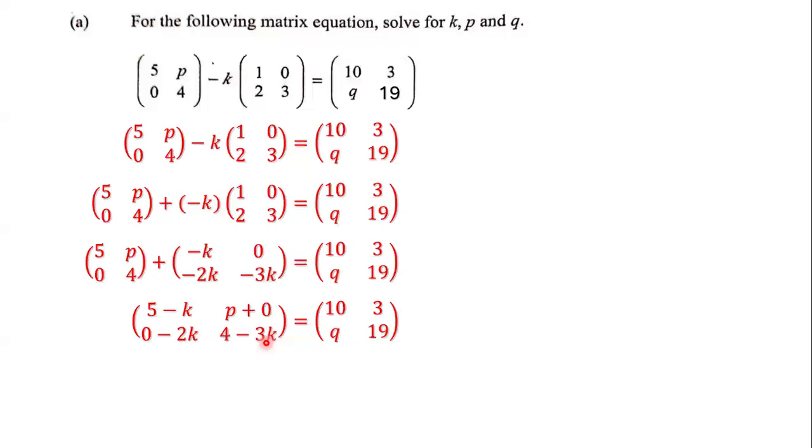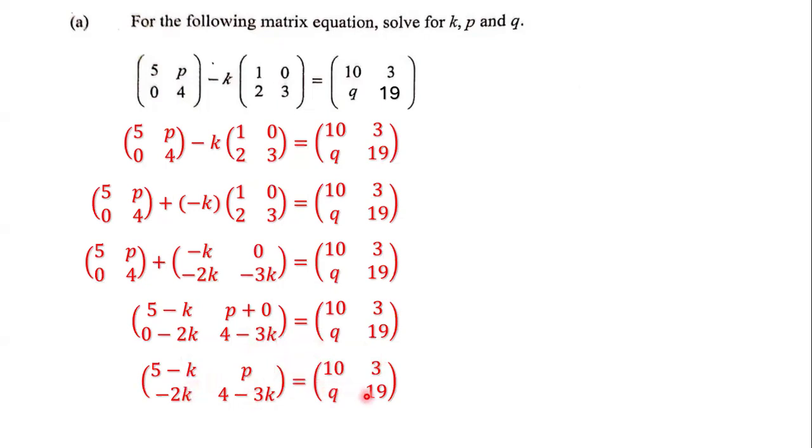And so we have these two matrices that are equal to each other. But let's simplify this matrix on the left-hand side. What do we have? Well, we have p, because p plus 0 is p, and 0 minus 2k is simply negative 2k. And so these two matrices are equal to each other. Now, two matrices are equal to each other if corresponding entries are equal. Corresponding entries must be equal. And so what do we have?